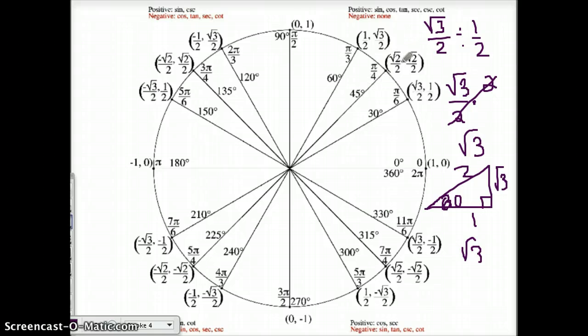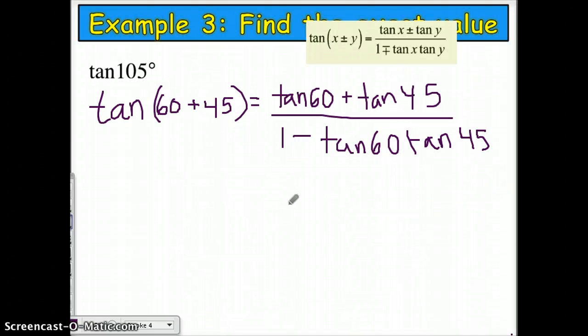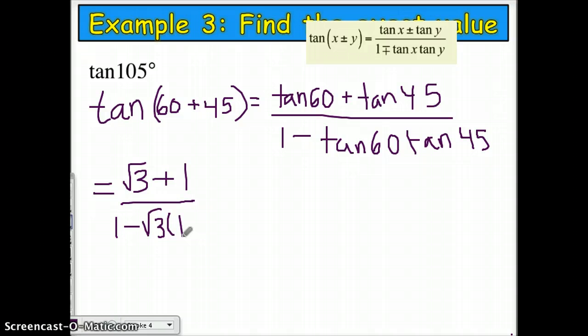And the tangent of 45 for the y over x, this one's easy because it's root 2 over 2 divided by root 2 over 2. Anything divided by itself is 1. So the tangent of 45 is 1. So let's plug that in. Tangent of 60 is root 3. Tangent of 45 is 1. Okay, so that's what my second step looks like with everything filled in.